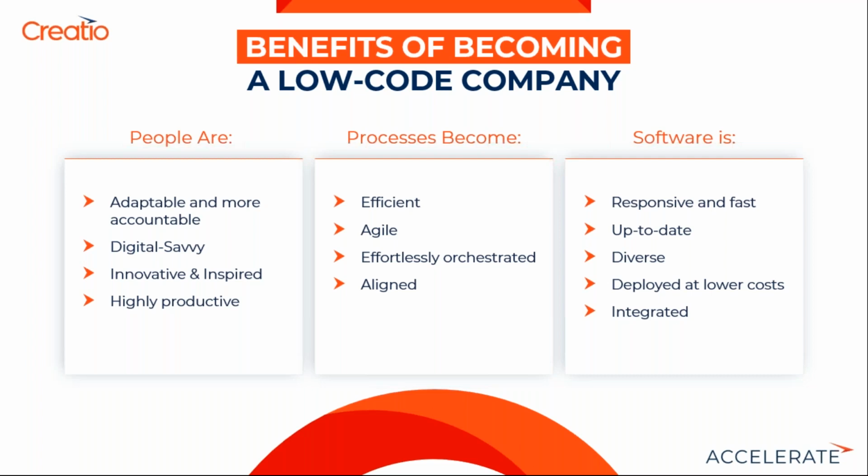And from a technology perspective, low-code software is, again, responsive and fast. So the ability to quickly detect any bottlenecks or road blocks within the process and be able to adapt to those very quickly is important within a low-code platform. It makes sure that all of your applications are up to date. The software is also diverse. As we saw, you can manage multiple processes across your organization. It's not just a point solution. It can address multiple needs across your organization. It can be deployed at lower costs.